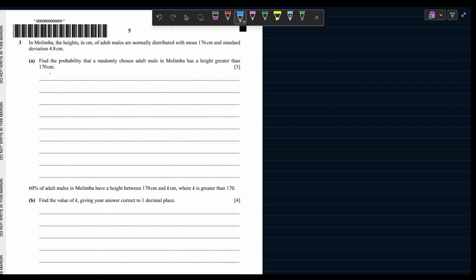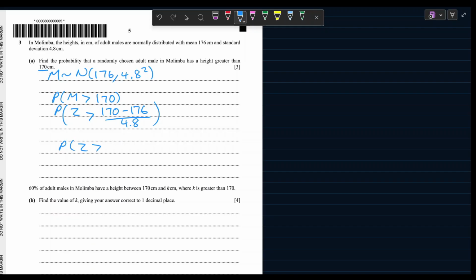So we've got the heights of the adult males from Molimba being normally distributed with mean 176 and standard deviation 4.8. So variance is 4.8 squared. And we want to find the probability that an adult male, so probability that M is greater than 170. Okay, so we're going to standardize. That's 170 minus 176, over our standard deviation 4.8. So the probability that Z is greater than, let's punch that into the calculator.